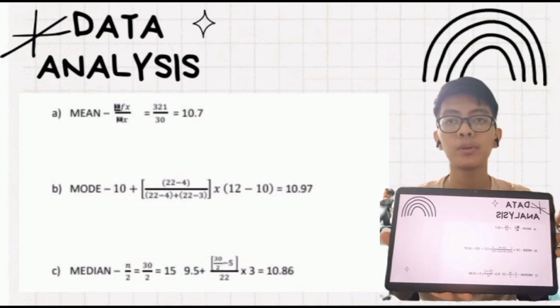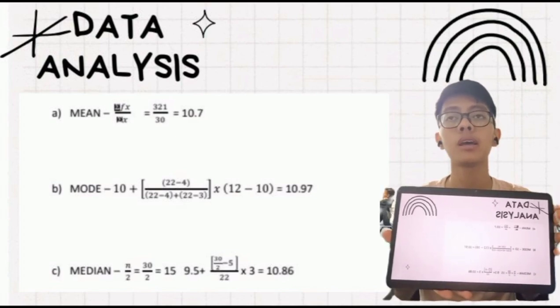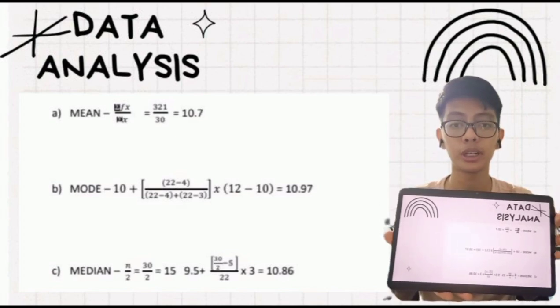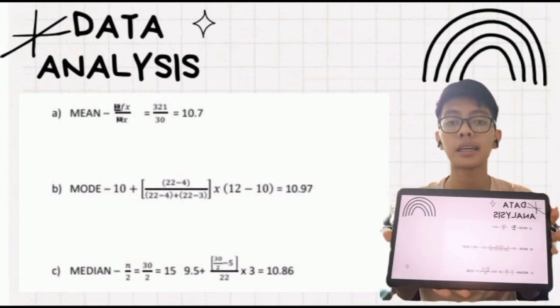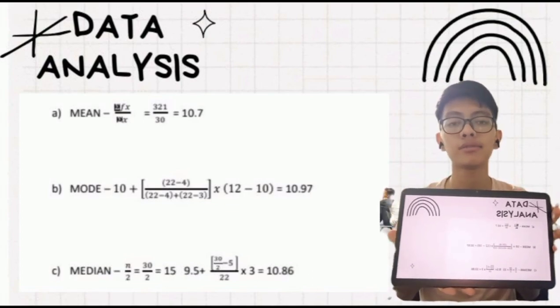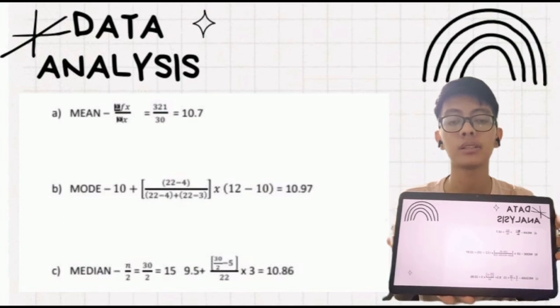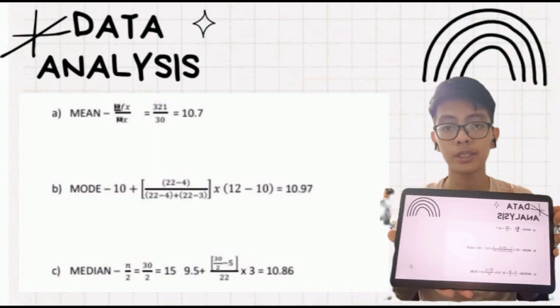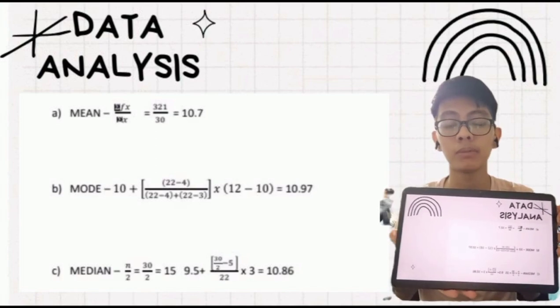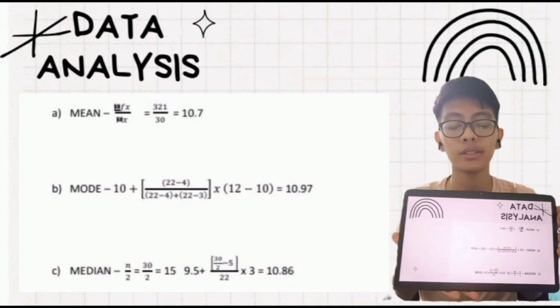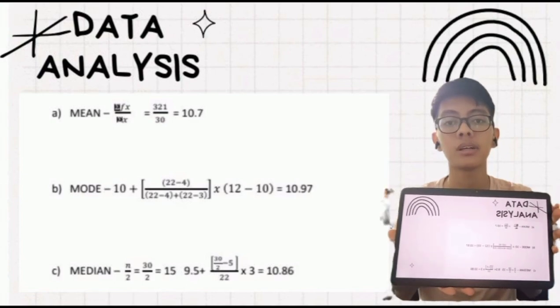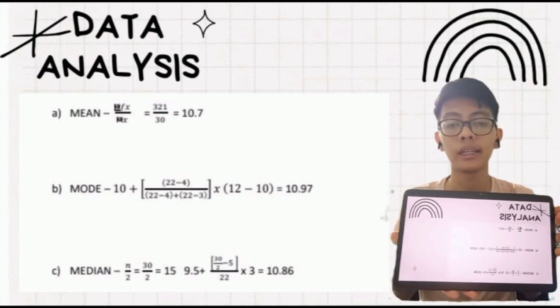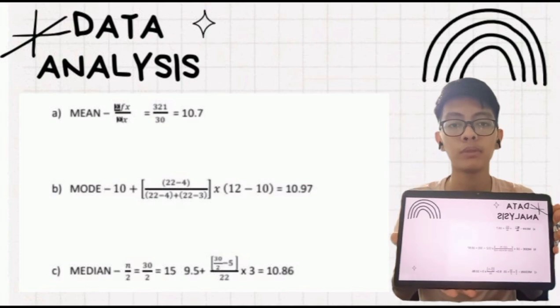For the mode, we have to use the formula: the lower class boundary of the modal class, add with, inside of the bracket, the highest frequency minus the frequency above over the highest frequency minus the frequency above, plus the highest frequency minus the frequency below, and outside the bracket we have to multiply with the class width.